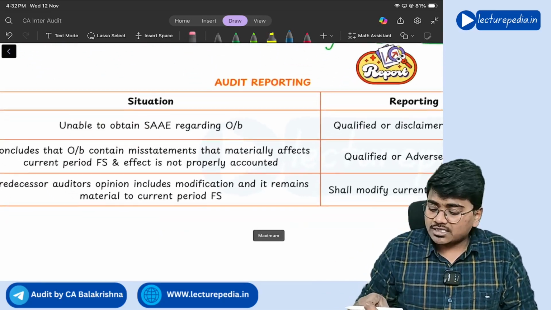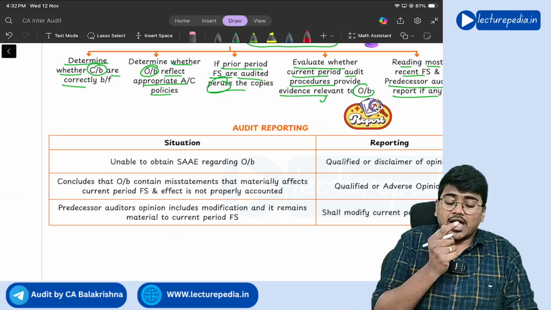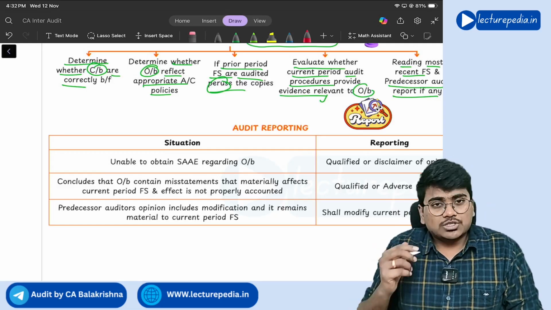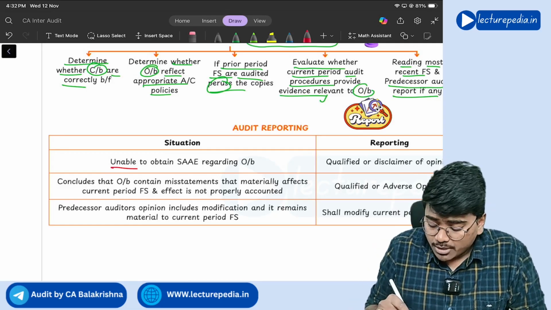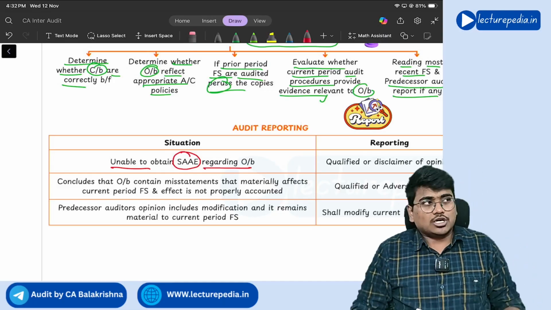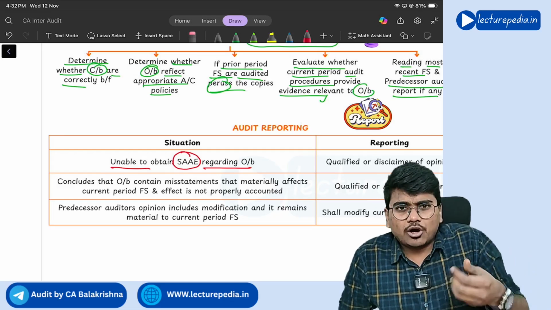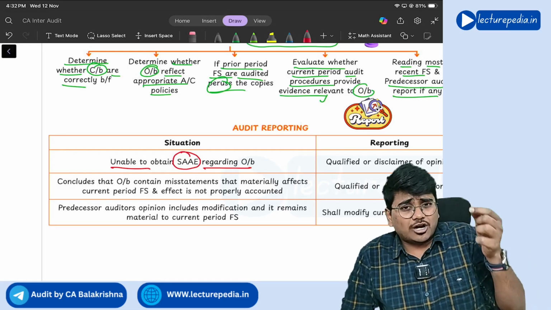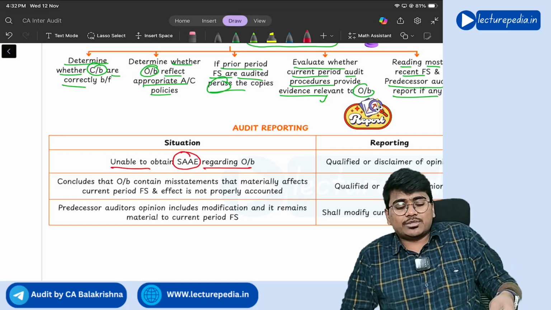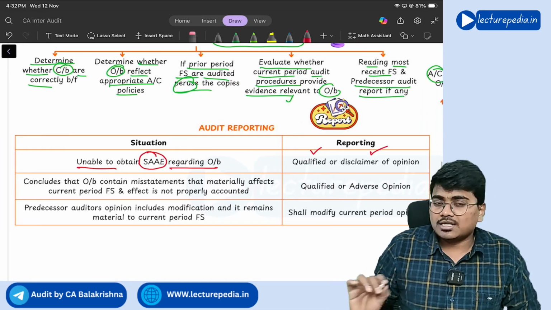Next, audit reporting. So there are certain situations, and in each of those situations, let us see how the auditor will report. So situation number 1, unable to obtain sufficient appropriate audit evidence regarding opening balances. So regarding opening balances, the auditor is not able to obtain audit evidence. That means if audit evidence is not available, you will give either qualified or disclaimer based on the pervasiveness of the matter, right? So qualified or disclaimer.